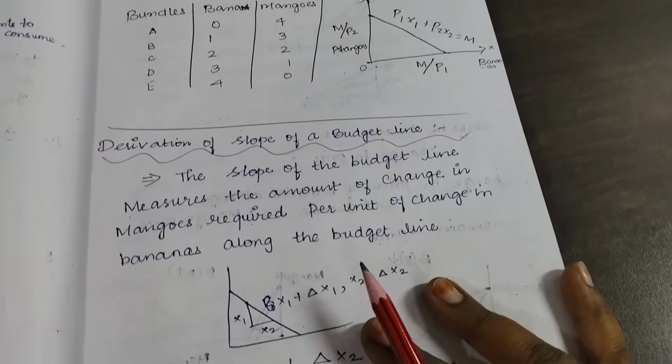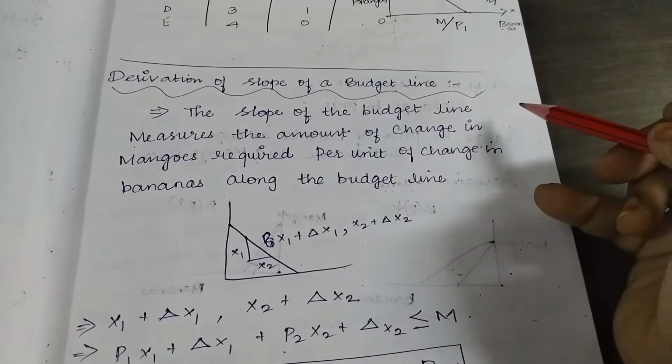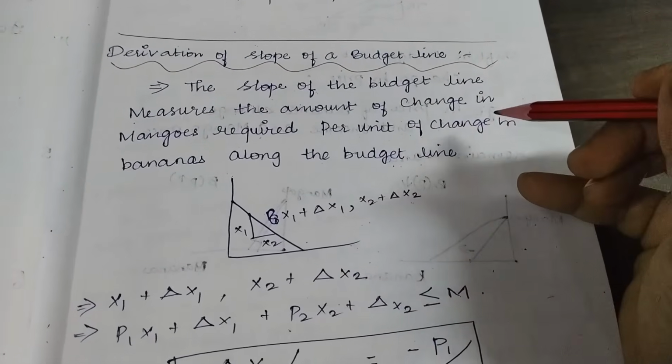Now we'll understand the derivation of the slope of a budget line. The slope of the budget line measures the amount of change in mangoes required per unit of change in bananas along the budget line.